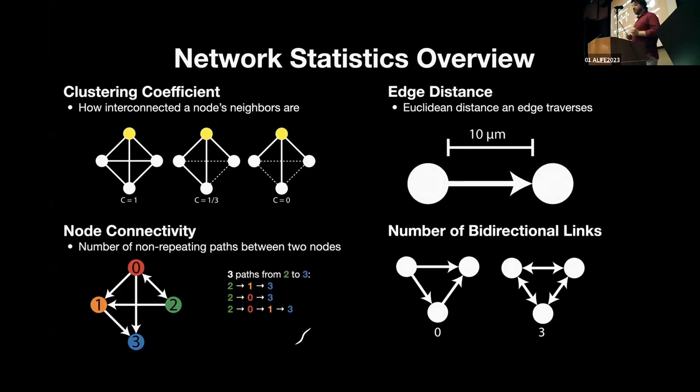We have node connectivity. This one's the most complicated one. It's basically the number of non-repeating paths between each 2 nodes. For example, when you walk to the conference, you could have gone multiple ways from your hotel room. And so each possible way that you went would count towards node connectivity, as long as they're not creating loops. And then finally, we have the number of bidirectional links, which is just when 2 nodes connect to each other in both directions.